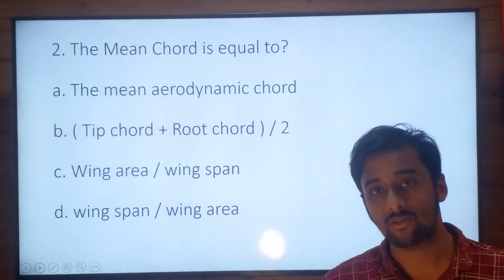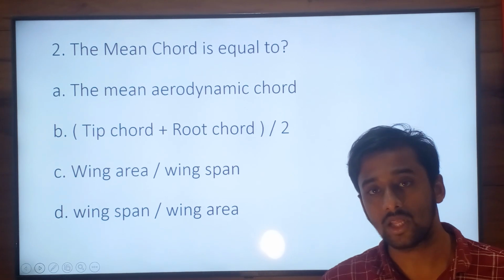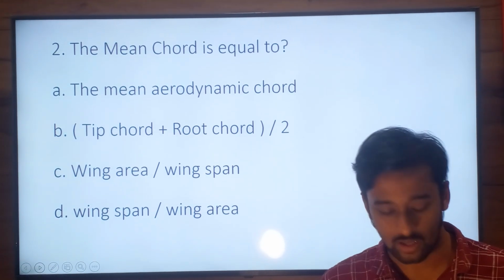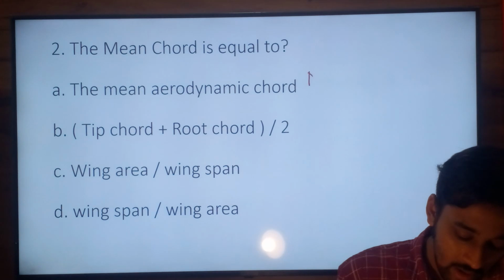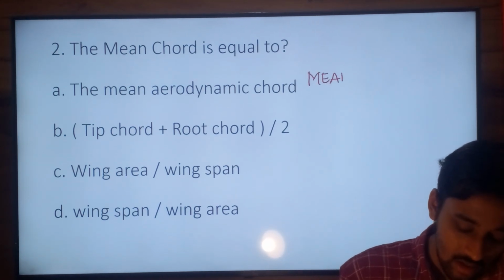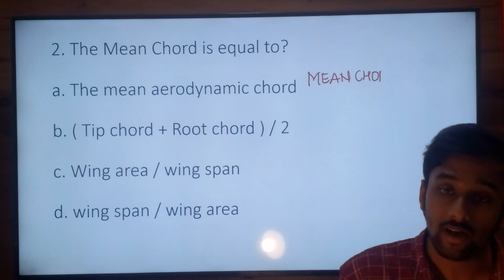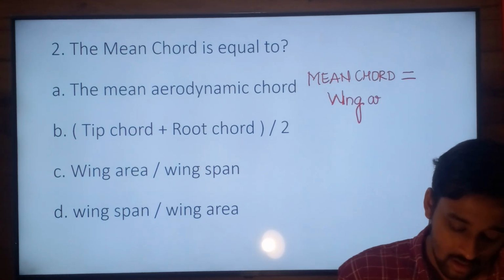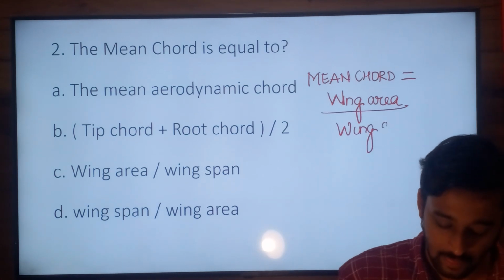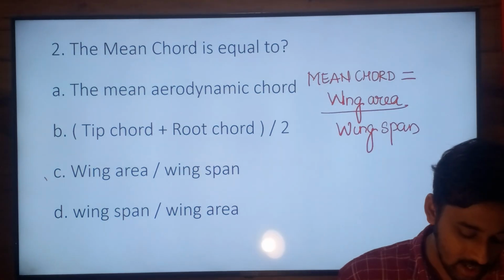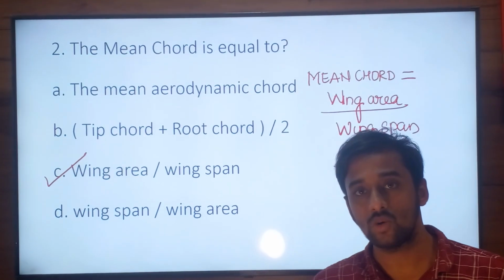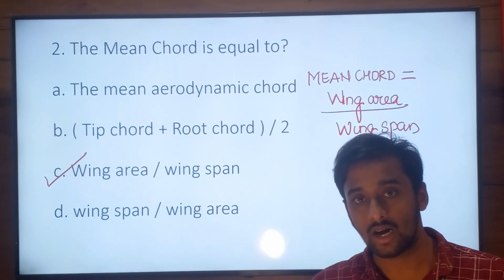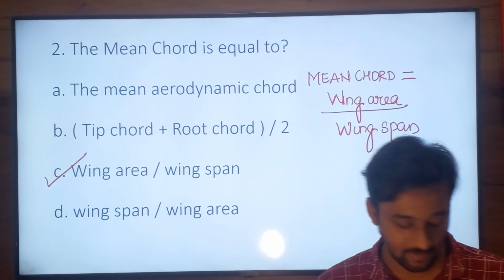The mean chord is equal to what? So mean chord equals, this is part of aerodynamics, mean chord equals wing area divided by wing span. So the correct option will be Charlie. Mean chord equals wing area divided by wing span.